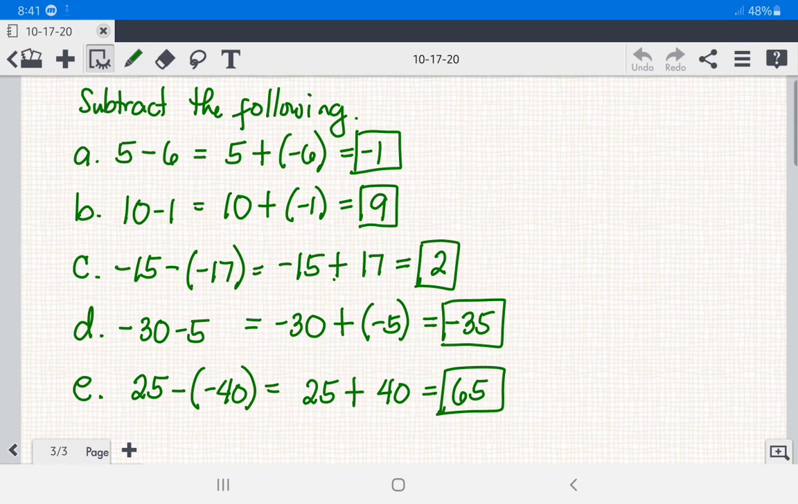Okay, so that's all for today. You know now how to subtract integers.